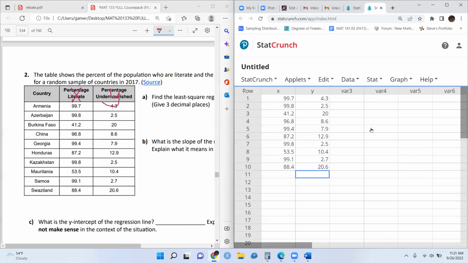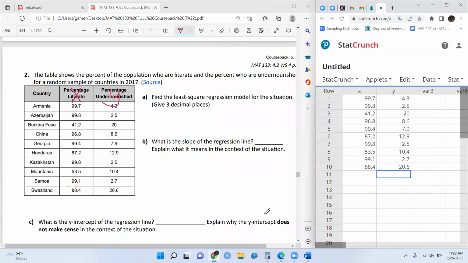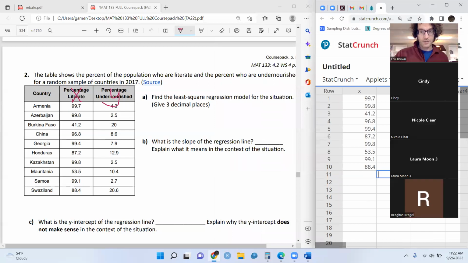So I will pause here. I'm going to give you 10 minutes. Does that sound good, y'all, or are you feeling like that's a waste of time and we need to talk about it a little bit? 10 minutes it is. Set a timer for 10 minutes.